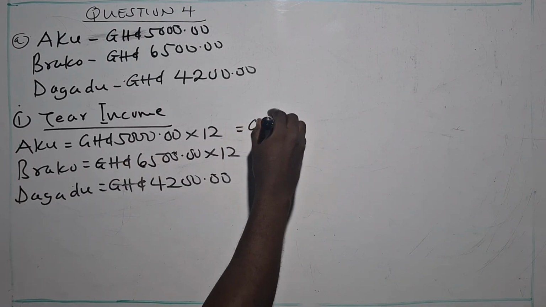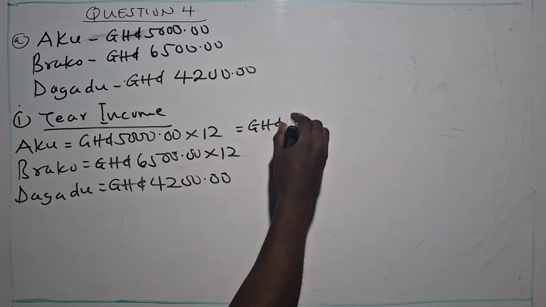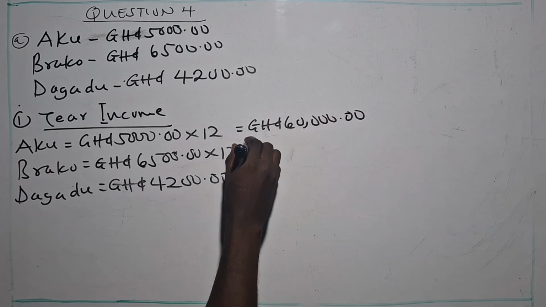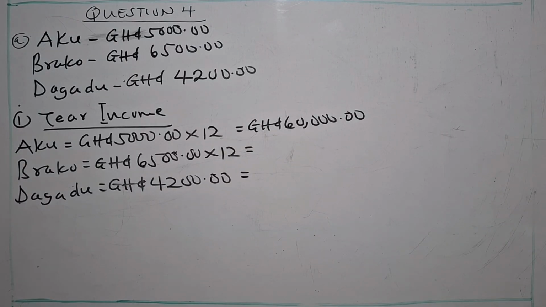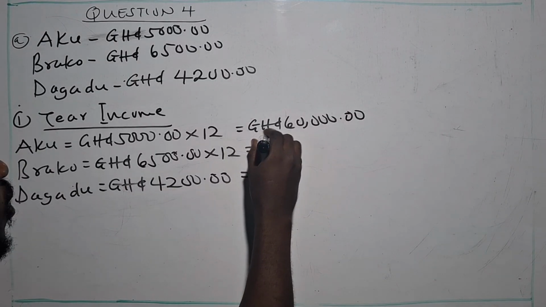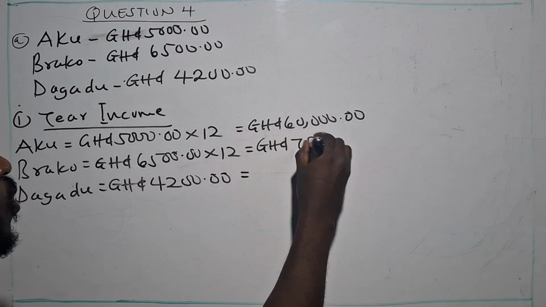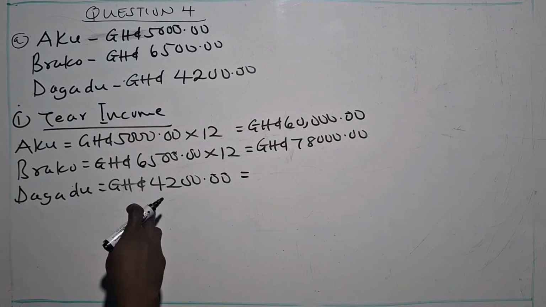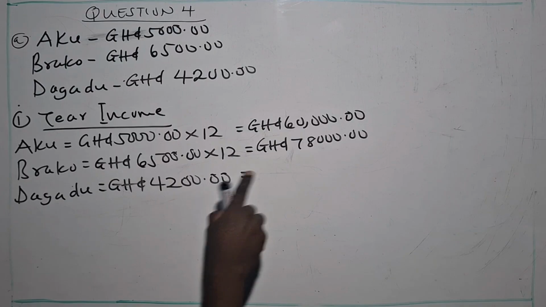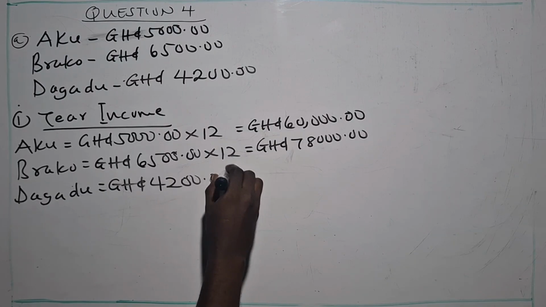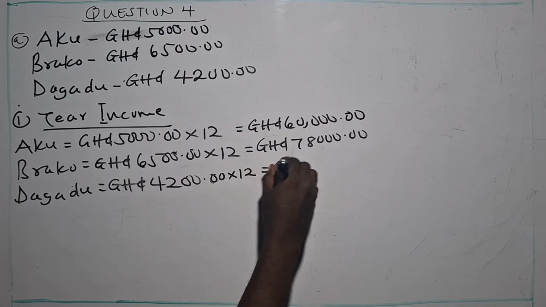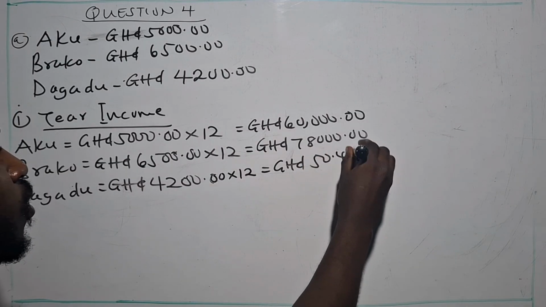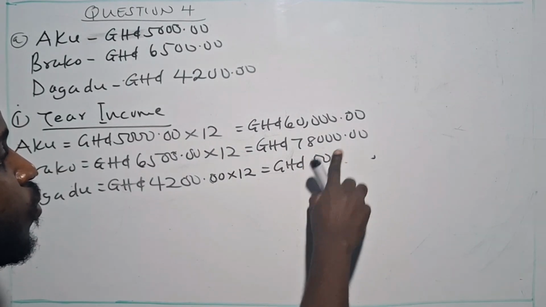So we have 12 times 5,000 Ghana cedis, which is going to give us 60,000 Ghana cedis. Then 6,500 times 12 will also give us 78,000 Ghana cedis. Then 4,200, we multiply by 12, which is also going to give us 50,400.00.